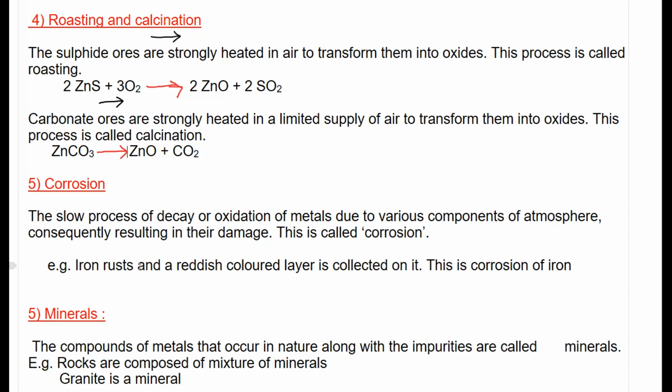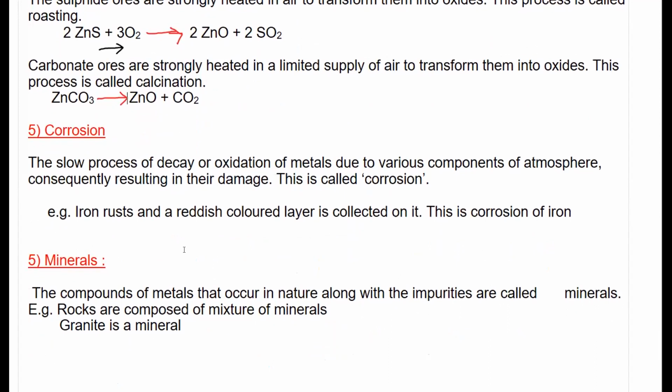Example, iron rusts and a reddish colored layer collects on it. This is the corrosion of iron. When an iron article is exposed to air, we know that a reddish brown color gets deposited on it. That is called rusting of iron. It is an example of corrosion of iron.